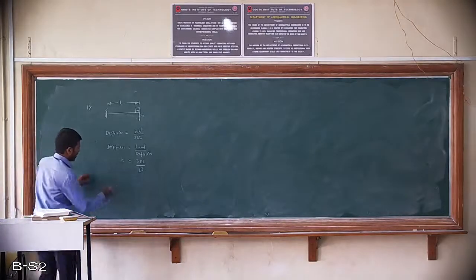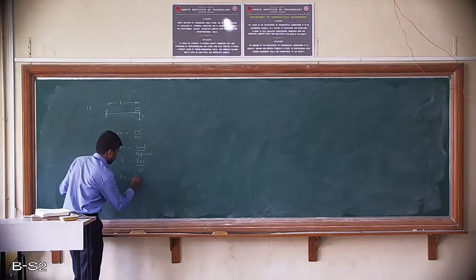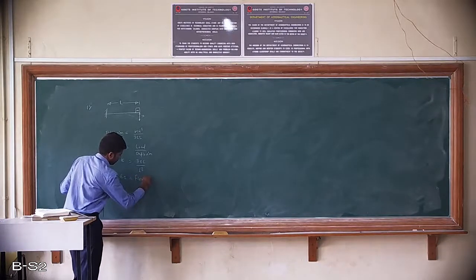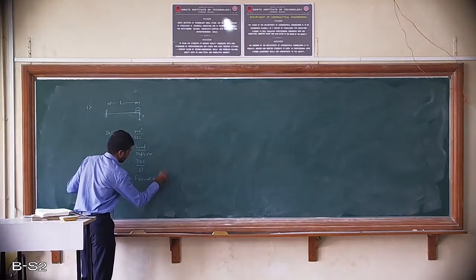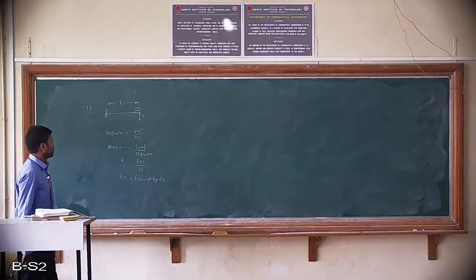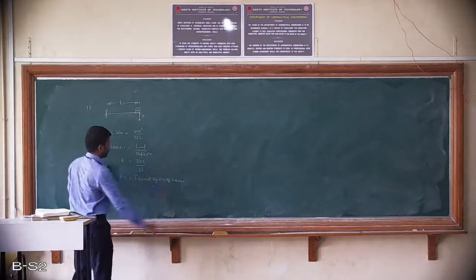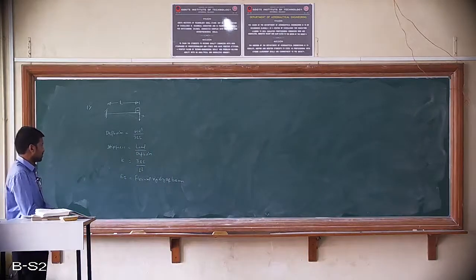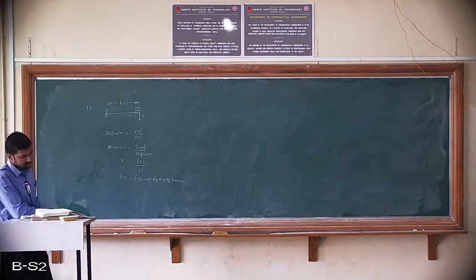Where EI is equal to the flexural rigidity of the beam. What is the meaning of flexural rigidity? What is E and what is I? You have already learned this in strength of materials, so I am not going to discuss it in detail. I am just going to tell what EI is: it is nothing but the flexural rigidity of the beam.